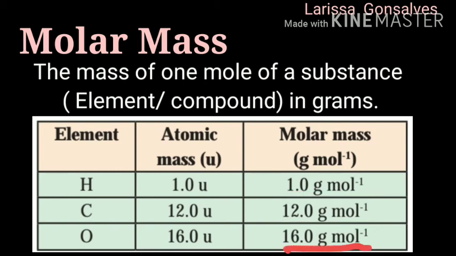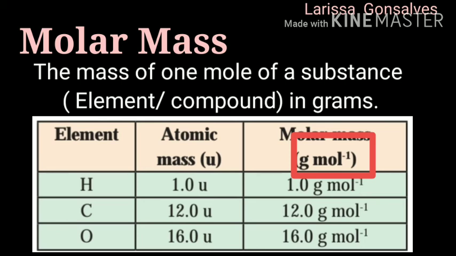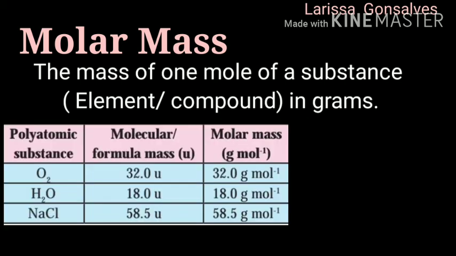So atomic mass is denoted with the symbol u, that is unified mass, and molar mass is written in terms of gram per mole. We have already studied molecular mass, and when you calculate the molecular mass of any compound, the answer that you get is written in terms of unified mass, which is written by the symbol u. But when you calculate the molar mass, the unit used to represent the answer is in terms of grams per mole.